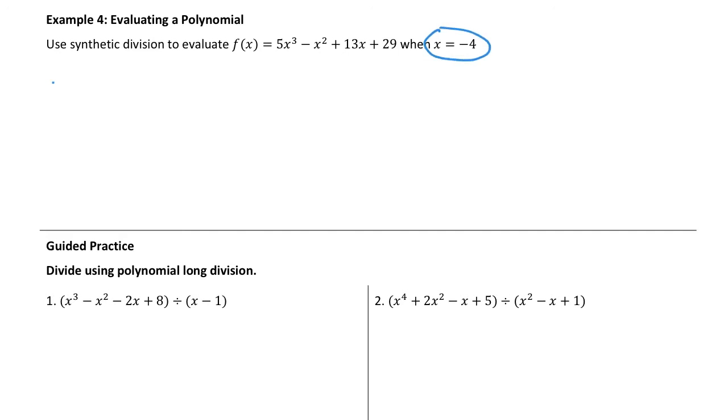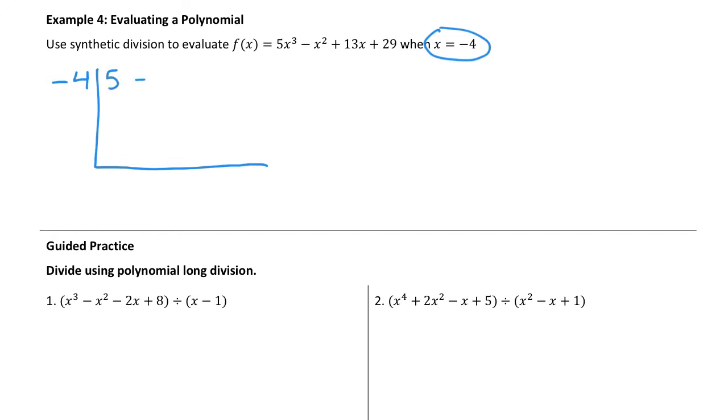We are substituting in that exact number. We are not changing the sign. When we are dividing, yes, we change the sign. If this were x minus 4, we'd use 4. If this were x plus 4, we'd use negative 4. But since we're evaluating, we're literally using that number. And we set up synthetic division exactly the same way.